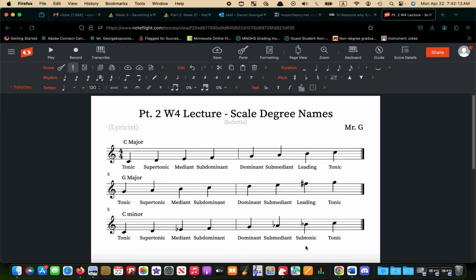There is an exception here if you go into minor. If the relationship between scale degree 7 and scale degree 8 is a whole step, then scale degree 7 is labeled as subtonic. So in this case, below tonic. But everything else is exactly the same. Again, 1 is always going to be tonic, 2 is always going to be supertonic, etc., etc.